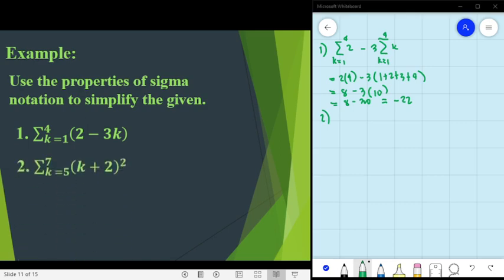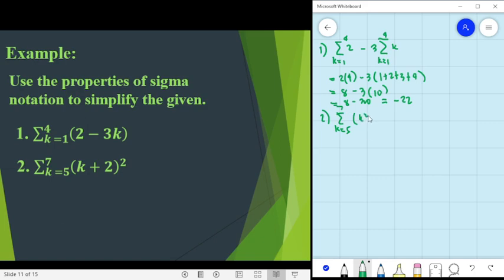The summation of the quantity k plus 2 squared, wherein k runs from 5 to 7. So what we are going to do is, first, we are going to simplify the quantity k plus 2 squared. So it would be equal to k times k is k squared, plus 2k, k times 2 is 2k, times 2 is 4k, plus 4, the square of 2.